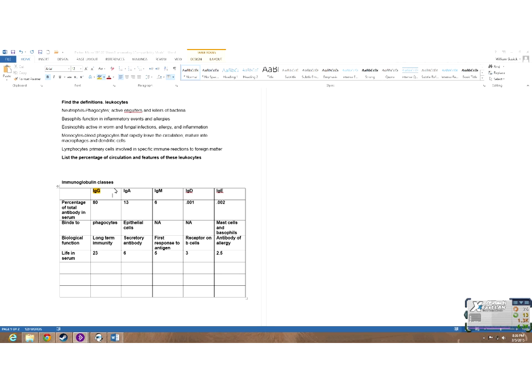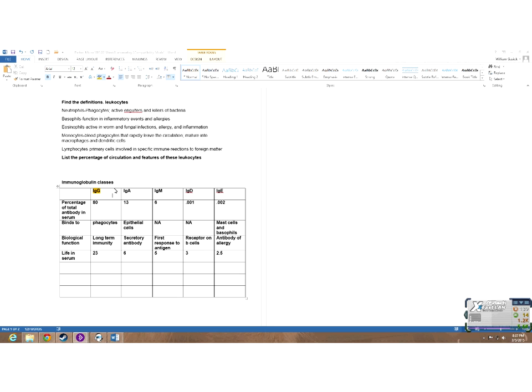IgA, its biological function is it's a secretory antibody on a mucous membrane, so that would be like in your nose, anywhere where you have a membrane. Let's say the snot in your nose would be a good place for that. Know that IgA binds to epithelial cells, because where would your mucous membranes be? That's in your epithelial cells. That's your skin cells.